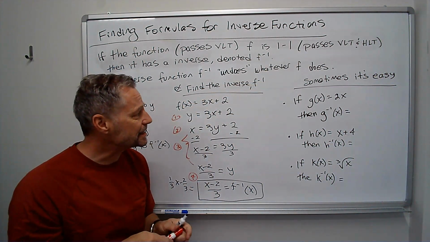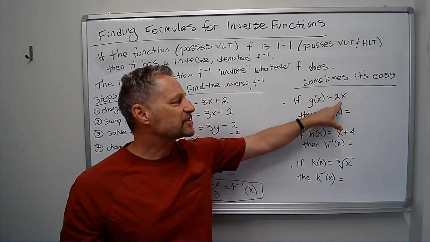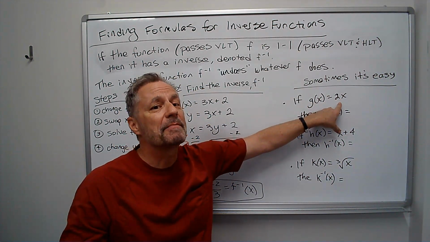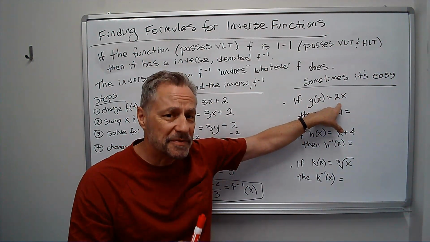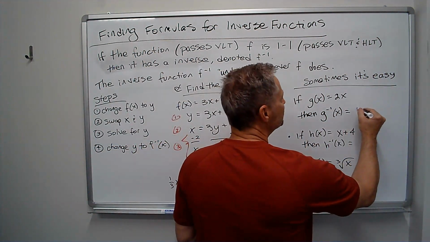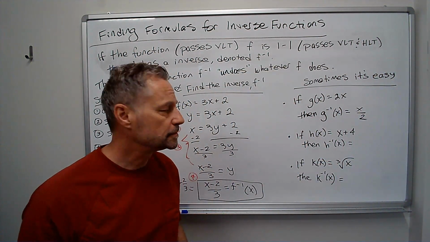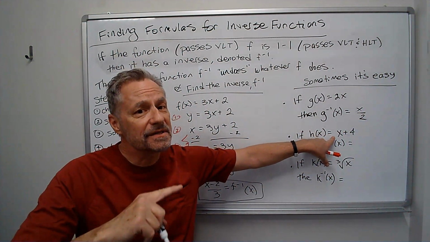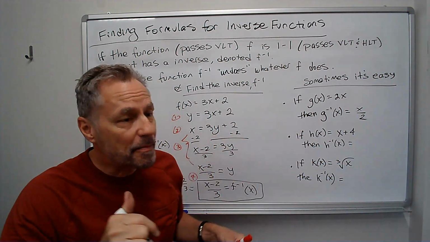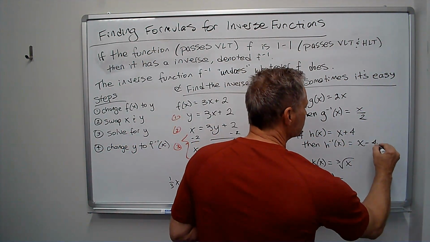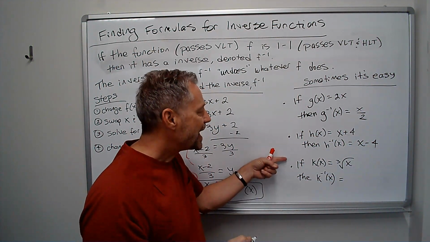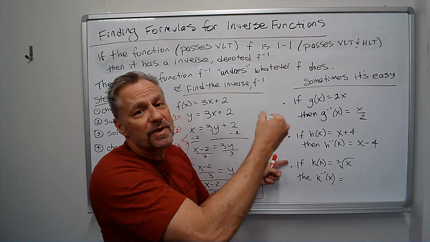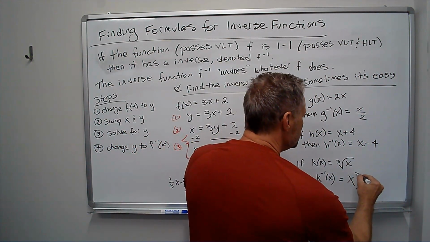Let me show you what I mean. If g of x is 2x, all that's happening is the function is multiplying by 2. I'm going to undo multiplying by 2 by doing the opposite thing: dividing by 2. So this is just x over 2. Done. H of x says take x and add 4. The undoing would be subtracting 4. That's the inverse function. And if k of x is the cube root of x, to undo the cube root we cube both sides, so x cubed is the inverse.